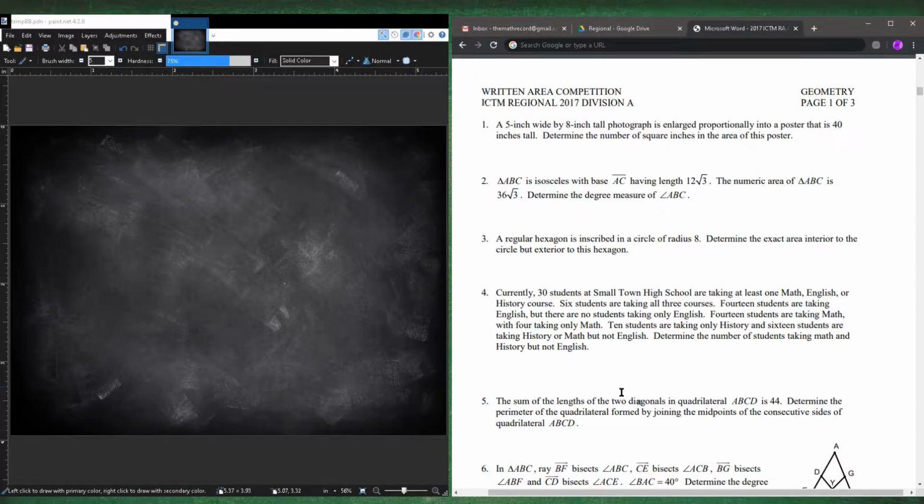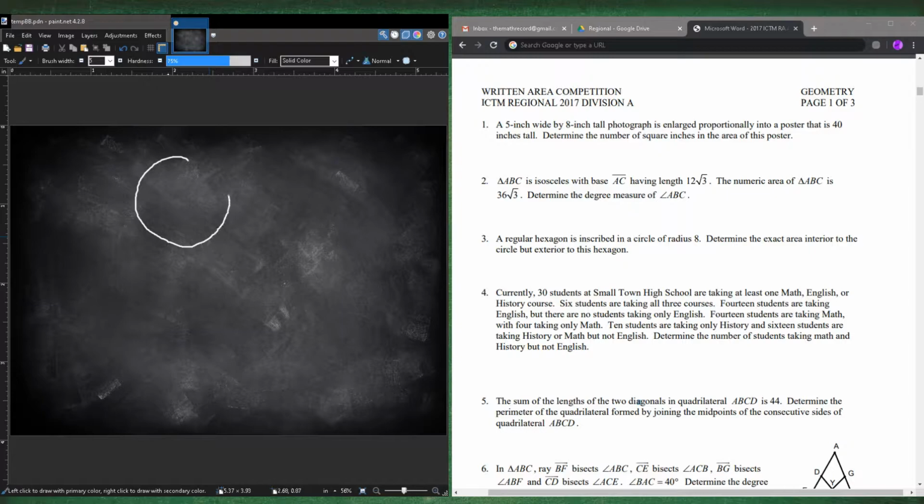Number 3. A regular hexagon is inscribed in a circle of a radius 8. Determine the exact area interior to the circle but exterior to the hexagon. Right? So you have a circle, and a hexagon is inscribed inside it. So we have a hexagon inside. So we have something like this.